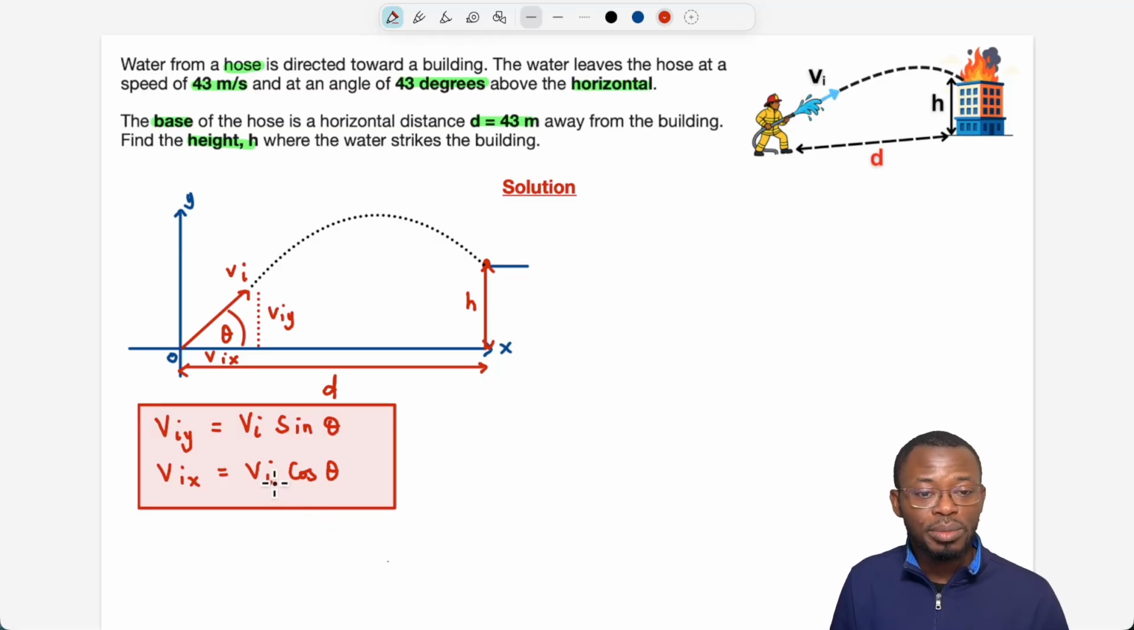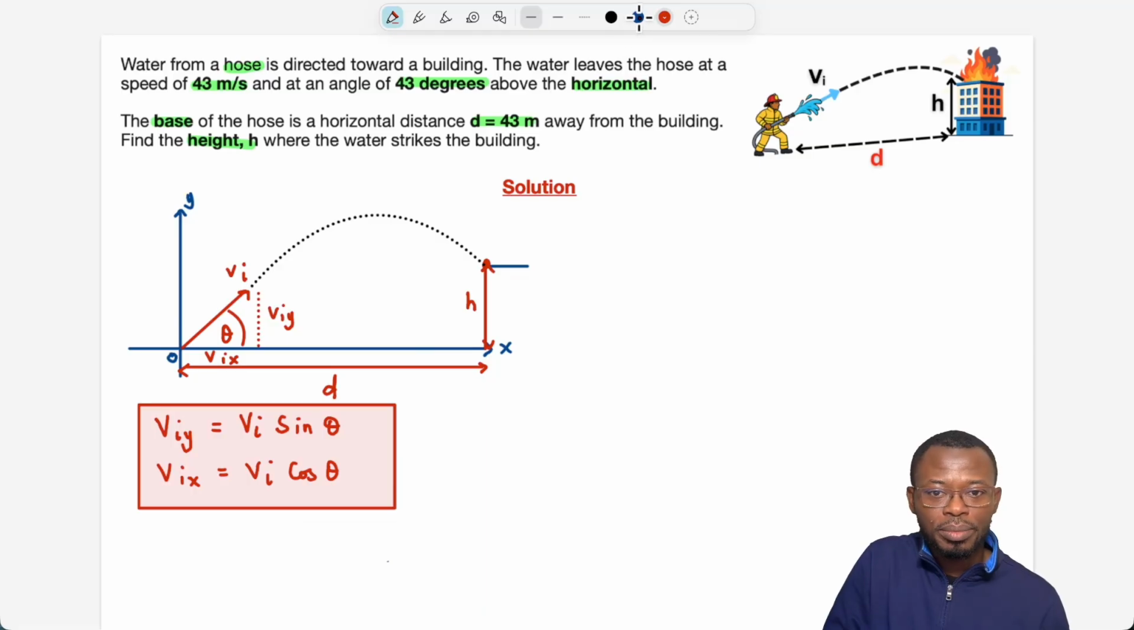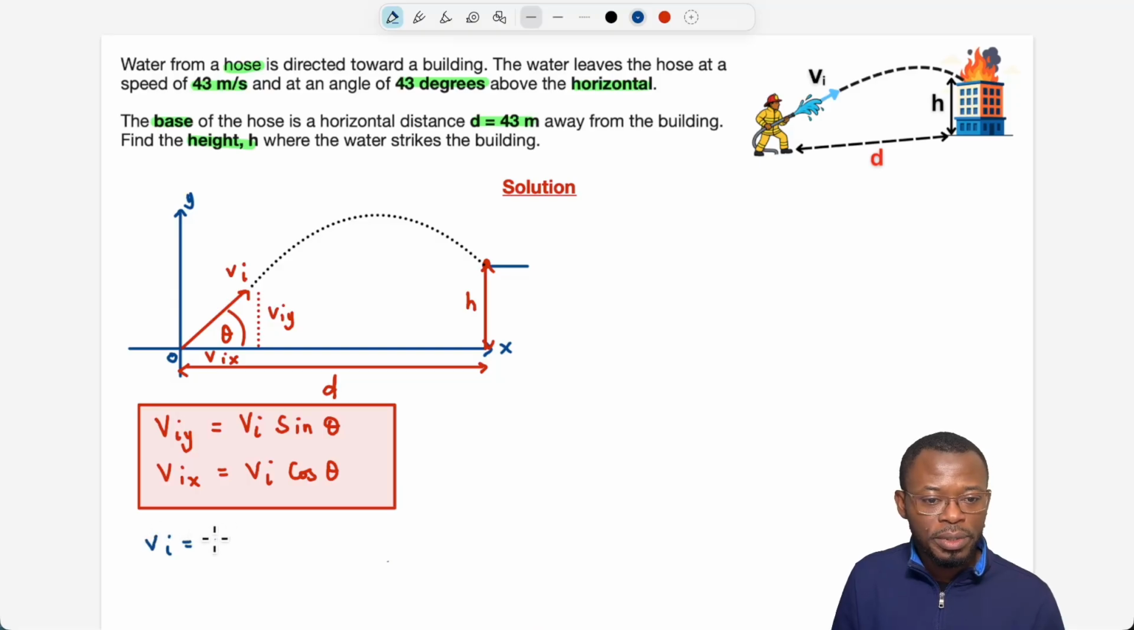This is important because we need to treat each component separately, even though they occur at the same time. So let's look at the data we have from this problem. What is the information given to us? So first we are told that the initial speed vi is 43 meters per second. We are also told that the angle it makes with the horizontal is 43 degrees. Also, the distance, which is delta x, we are told is 43 meters.